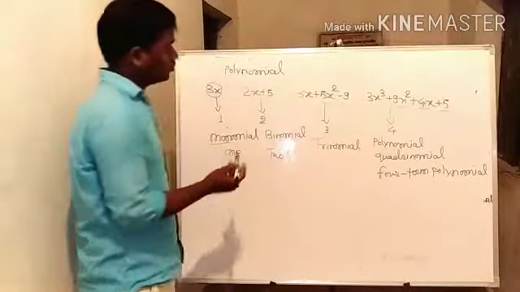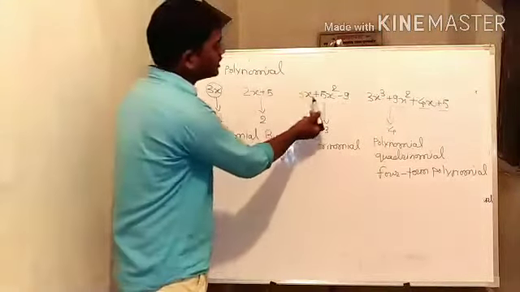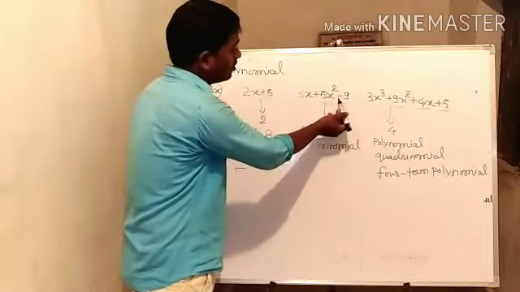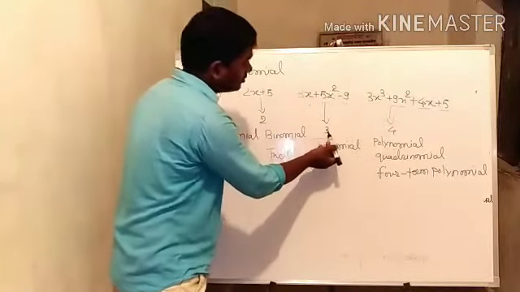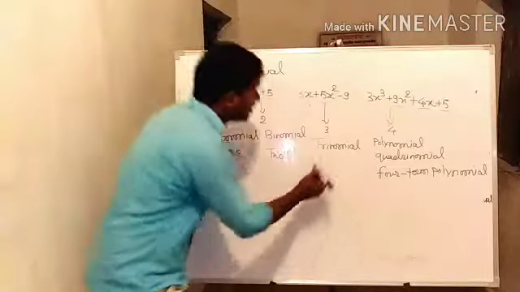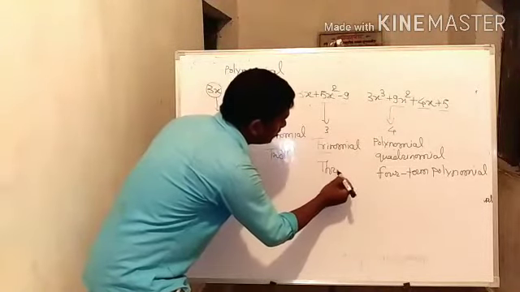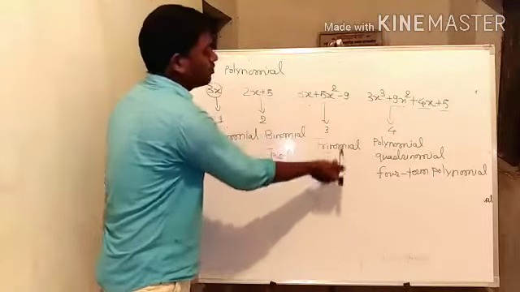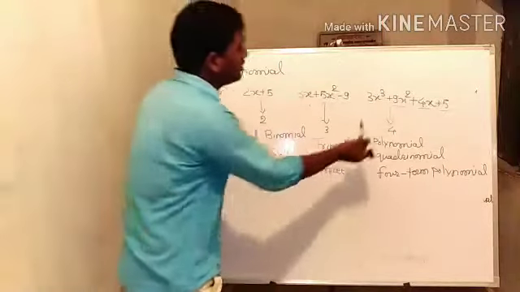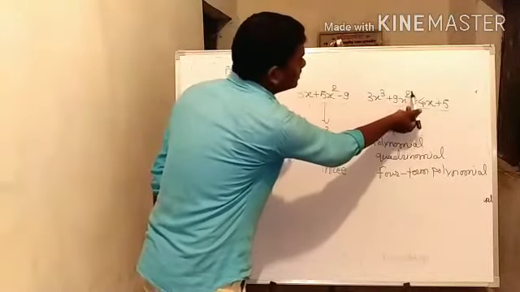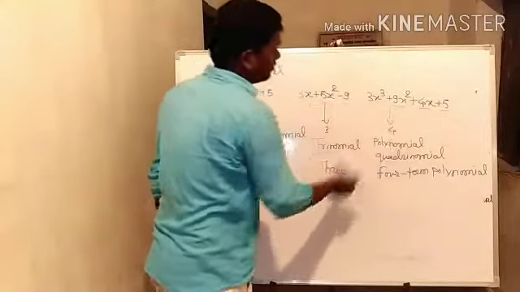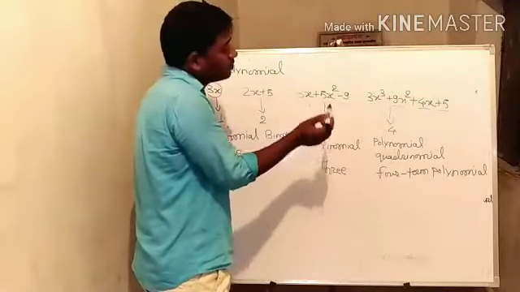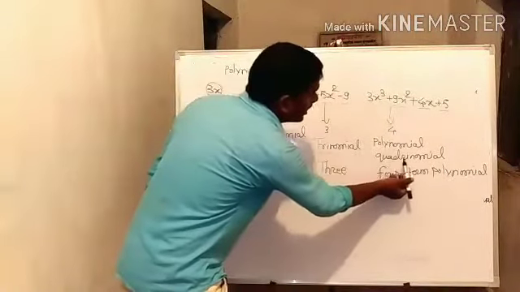3x plus 5x square minus 9 has 3 terms, 3x, 5x square and minus 9, so it is known as trinomial. Tri means 3 terms. In 3x cube plus 9x square plus 4x plus 5, having 4 terms, it is known as polynomial. And another name for a polynomial having 4 terms is quadrinomial.